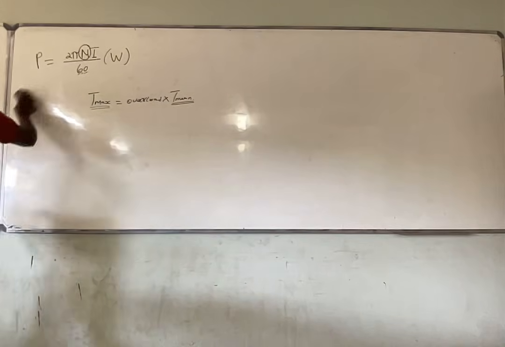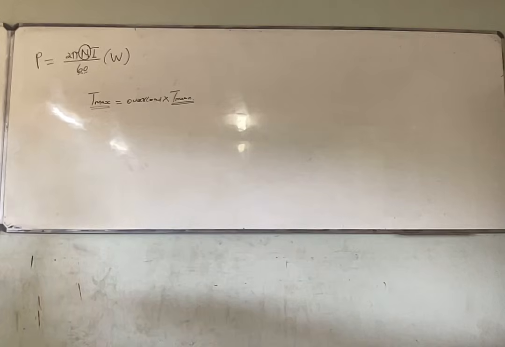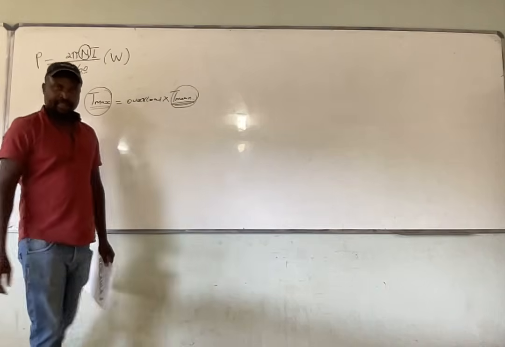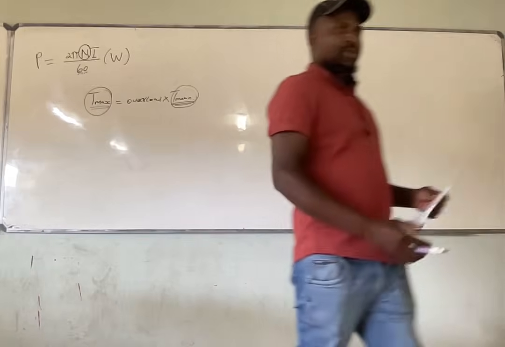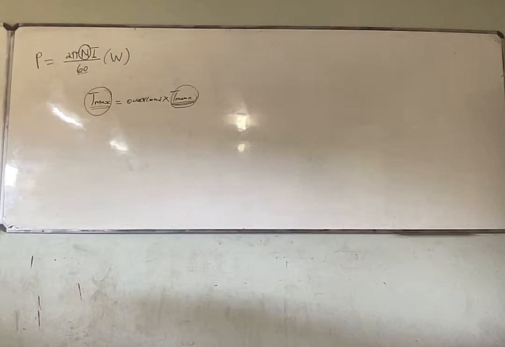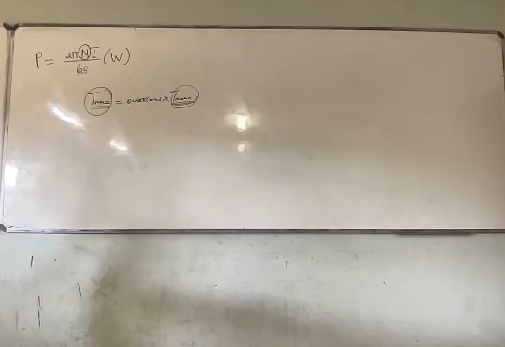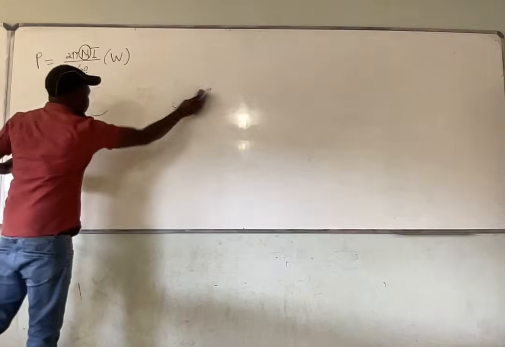So what if there is no overload? If there is no overload, Tmax is equal to what? Tmin. Yes. If there is no overload, Tmax is equal to Tmin. So that is the function of the shaft, or the purpose of the shaft: to transmit power.